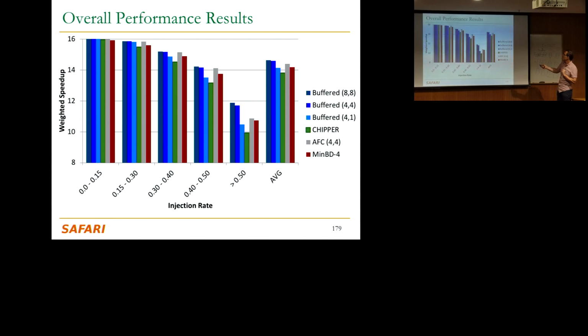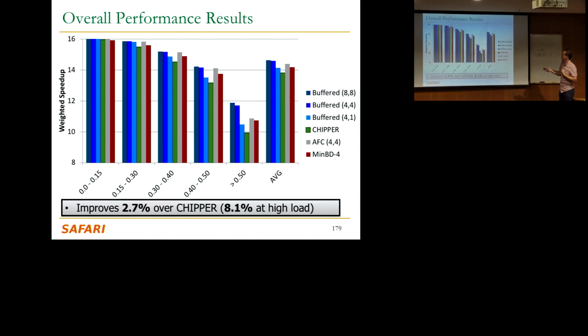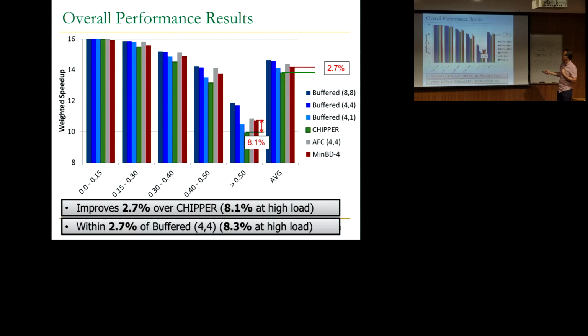As you reduce the size of buffering, your performance goes down. Chipper is closest to the network that has the lowest amount of buffering. This is bufferless buffered hybrid, and this is MinBD. So MinBD gets you better than the small amount of buffering and close to large amounts of buffering. So basically, you're better than chipper. At high load, you're much better than chipper, as you can see over here. And you kind of close the gap between buffered and bufferless.